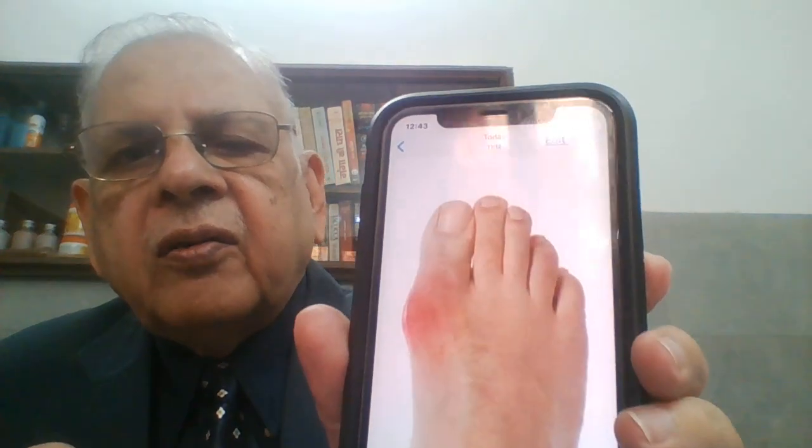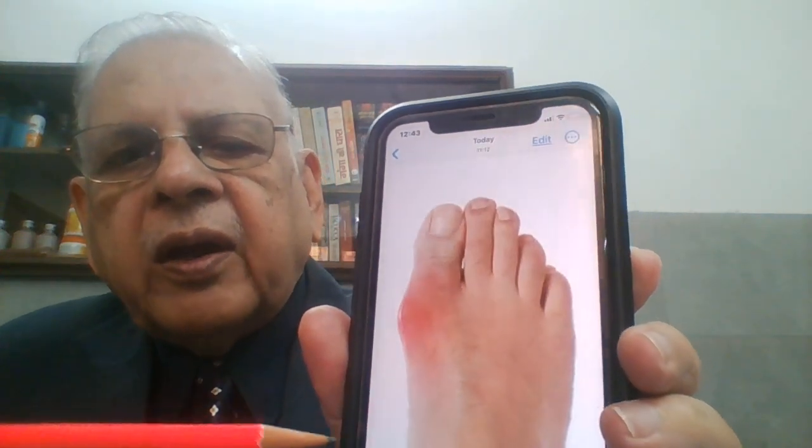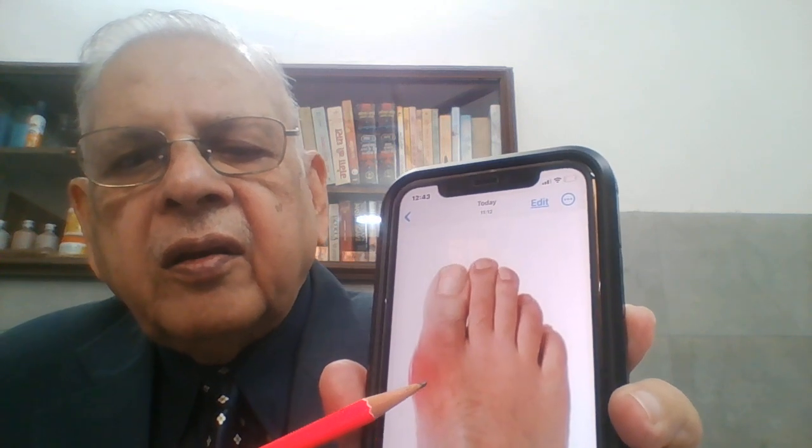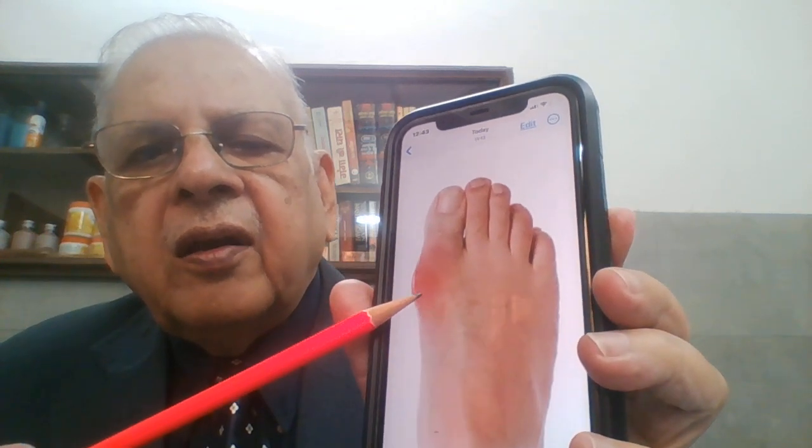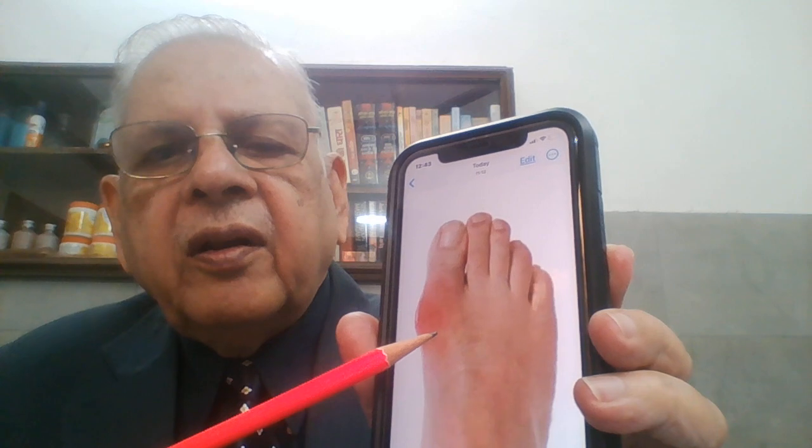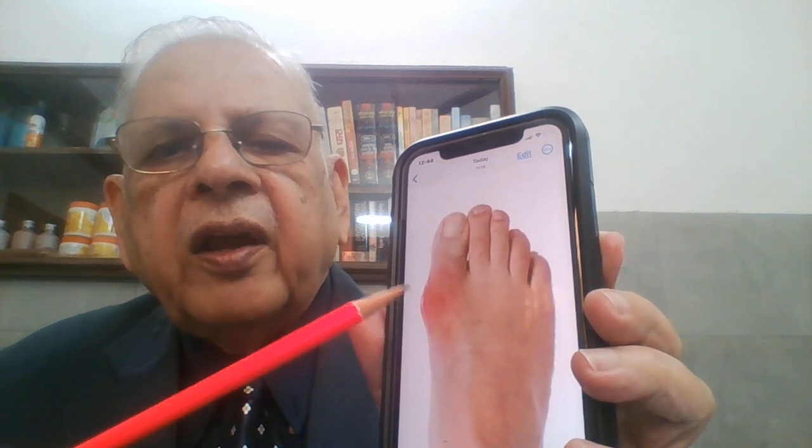I will say my patient's condition was near about like this, red and painful and tender, though it was not as swollen as in the diagrams I showed you.